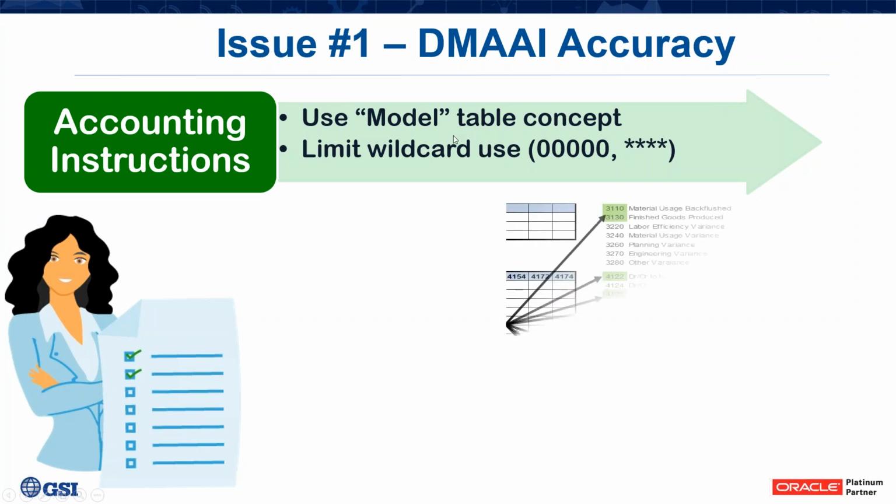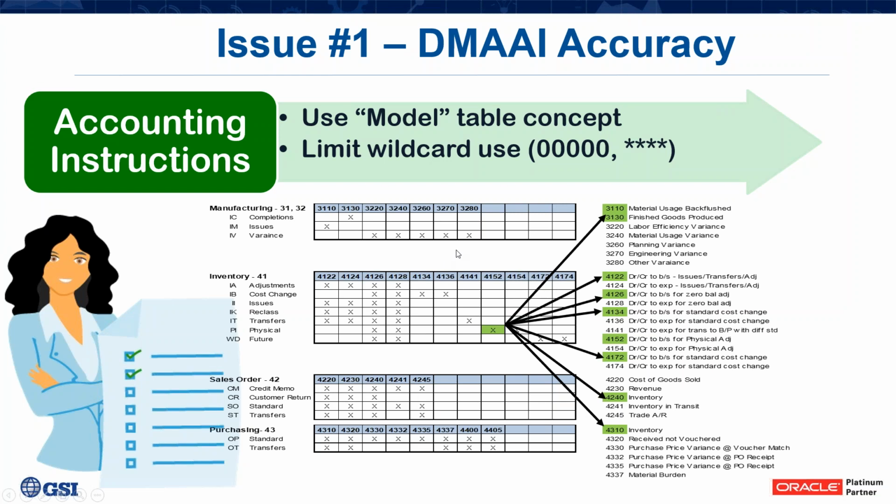Now, the model table concept, what that is, let me put this chart up here, and I know it's a little busy, but it's done that way by design. This gives you an idea of how complicated DMAAIs can be. So the DMAAI structure is broken down into the 4 subsystems that impact inventory. So we have manufacturing, with our work order completions and issues. We have our inventory transactions, the adjustments, issues, transfers, and you can see the list here. We have our sales order system and our purchasing system that are involved in updating inventory.